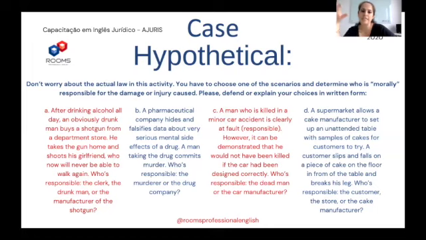I know that all these cases can have several outcomes. I know that depending on the jurisdiction, they will have different results. But my objective here is to make you think of these possibilities, but especially to write in English a short text, a short paragraph defending who do you think is more responsible and why.